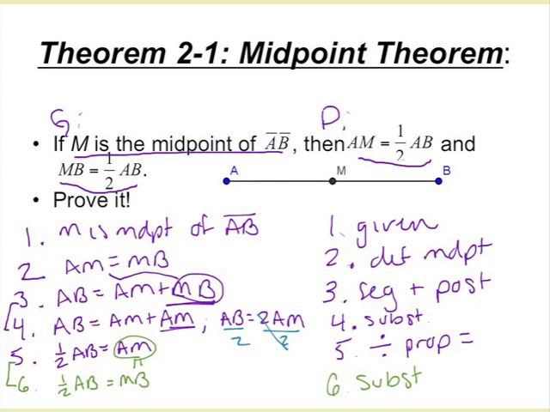Okay, so this is the proof of our midpoint theorem. Again, the midpoint definition tells us we get 2 equal pieces. The midpoint theorem tells us that we have half of the whole, that each piece is half of the whole length.